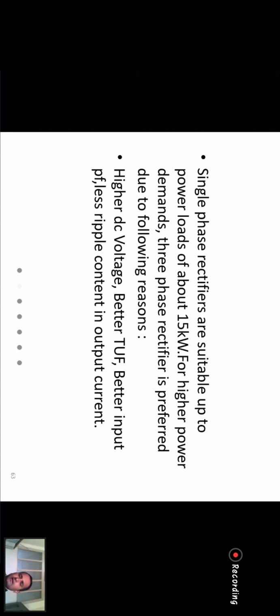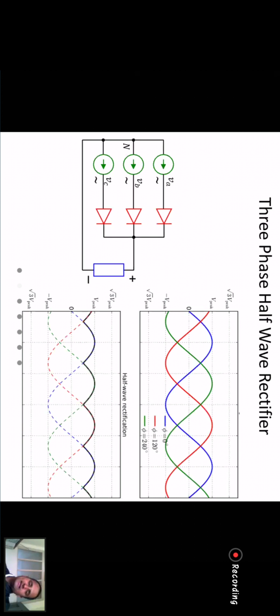In ideal cases, the input is a sinusoidal wave and the output should be a pure DC, meaning a straight line. But in most cases, we see a ripple output. It means that there is an AC component present, so you need to remove it. If you use a three-phase rectifier, for higher power demand, you get a higher DC, better TUF, and all this.